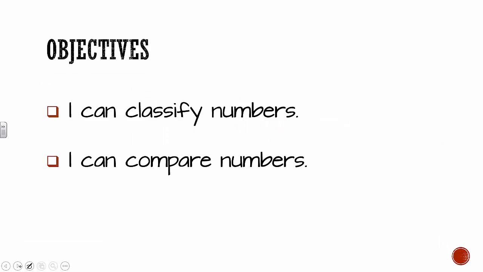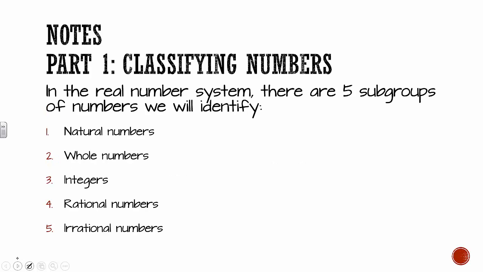So your two objectives for this lesson are to be able to classify numbers and to compare numbers. In the real number system, there's 5 different subgroups of numbers that you need to know: natural numbers, whole numbers, integers, rational numbers, and irrational numbers. Natural numbers are sometimes called counting numbers, because those are the numbers we use to count things. Natural numbers are 1, 2, 3, on and on, forever. But they're the things we use to count.